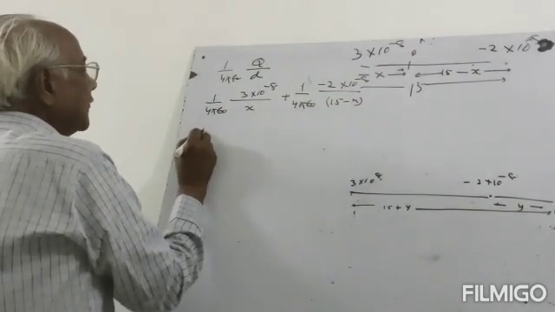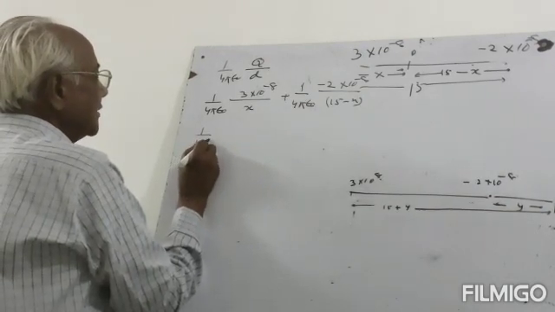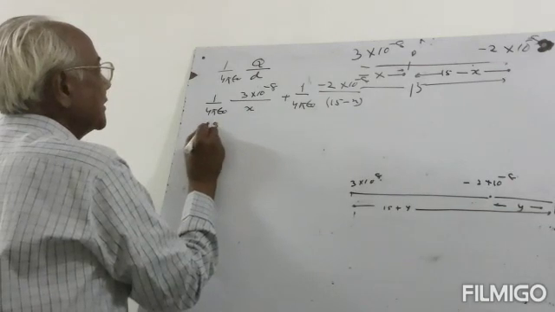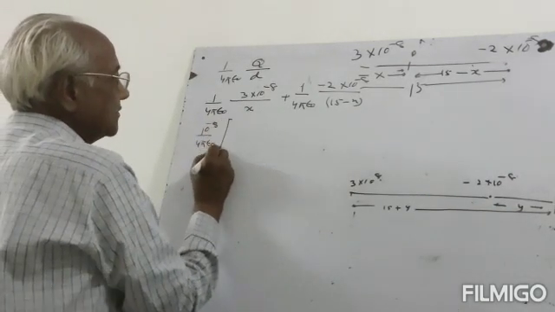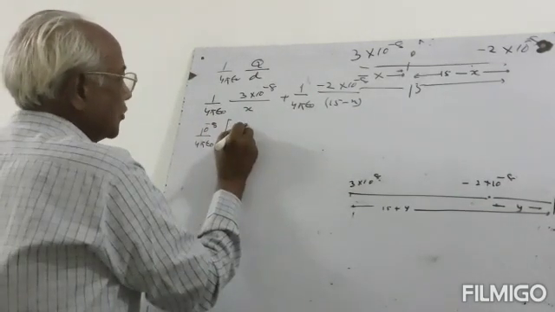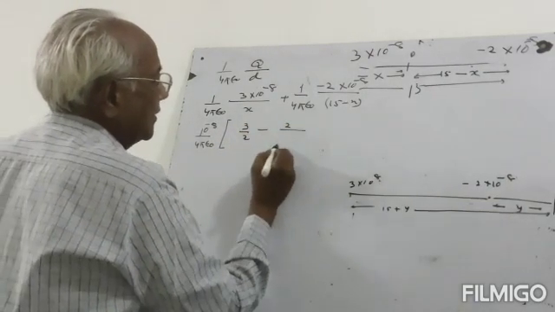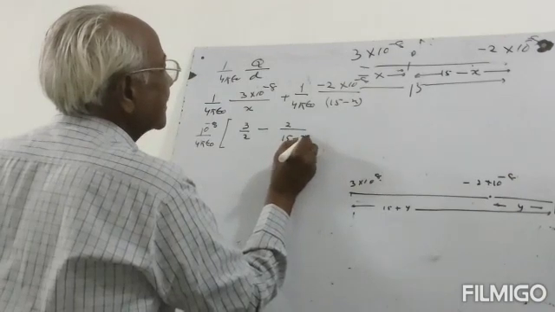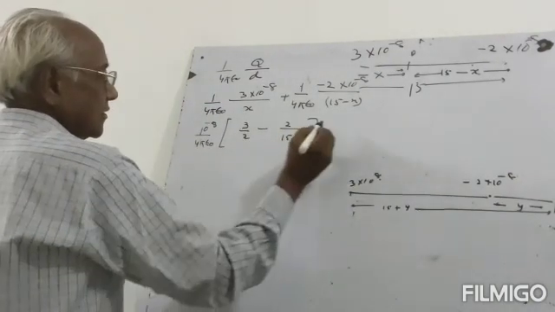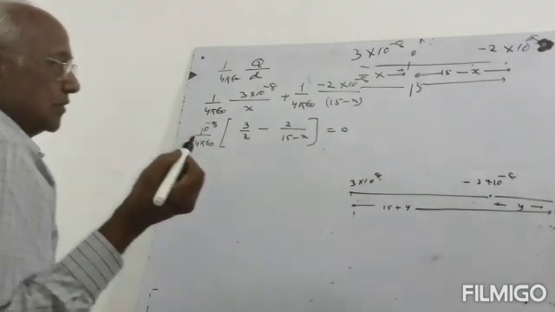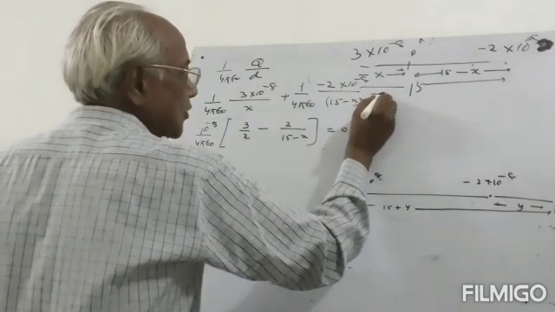So we can take 1/4πε0 common, and 10^-8 we will take common. Then this is equal to 3/x - 2/(15 - x), and this will be equal to 0. The sum of the potentials will be equal to 0.